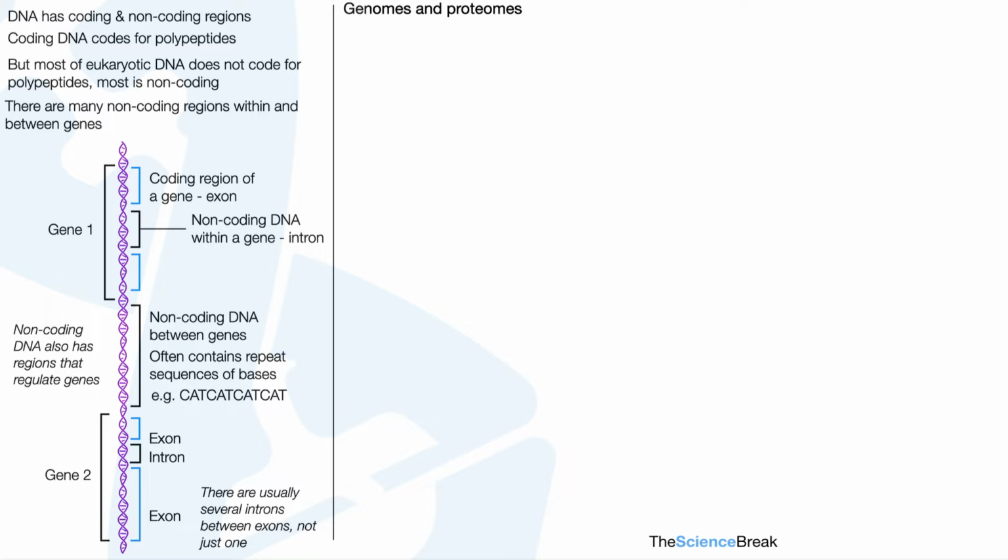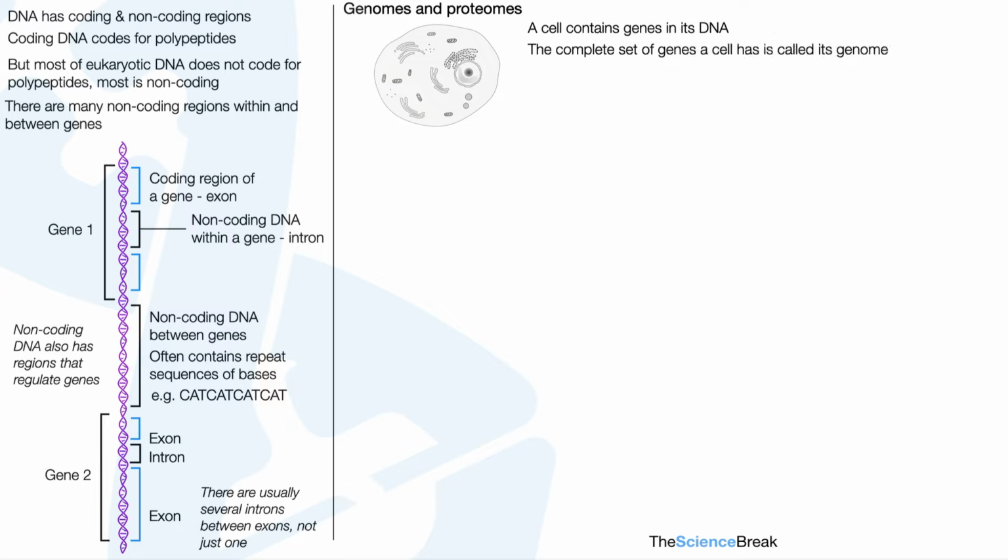Genomes and proteomes. A cell contains genes in its DNA. The complete set of genes a cell has is called its genome. DNA in a cell codes for proteins. The genes code for proteins. The full range of proteins that a cell can produce is called its proteome. Two important definitions there for genome and proteome.